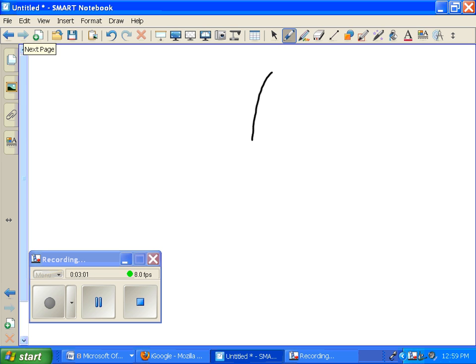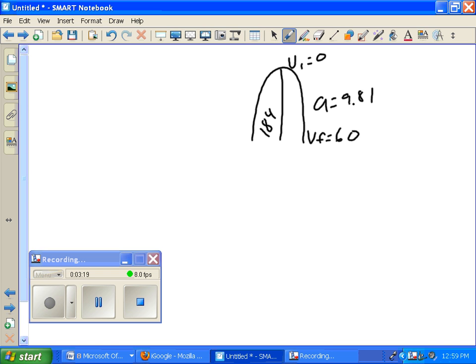All right, to solve for time, I've got the distance of 184. I've got VI equals 0 up here. VF equals 60, and I got A equals 9.81. Since I want time, I've got 4 variables. The one I'm going to use is y equals VI t plus 1/2 a t squared. In this case, again, VI equals 0, so that's going to cancel out.